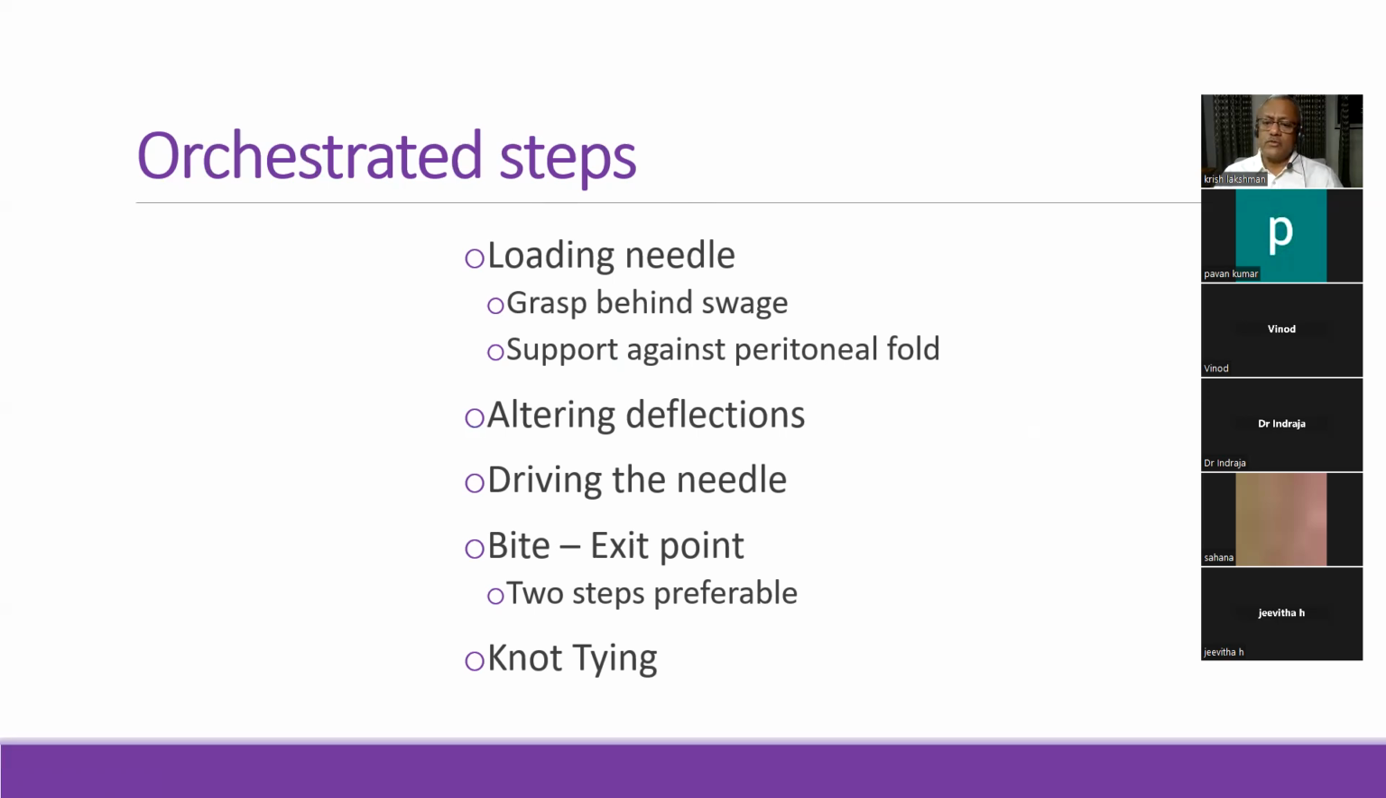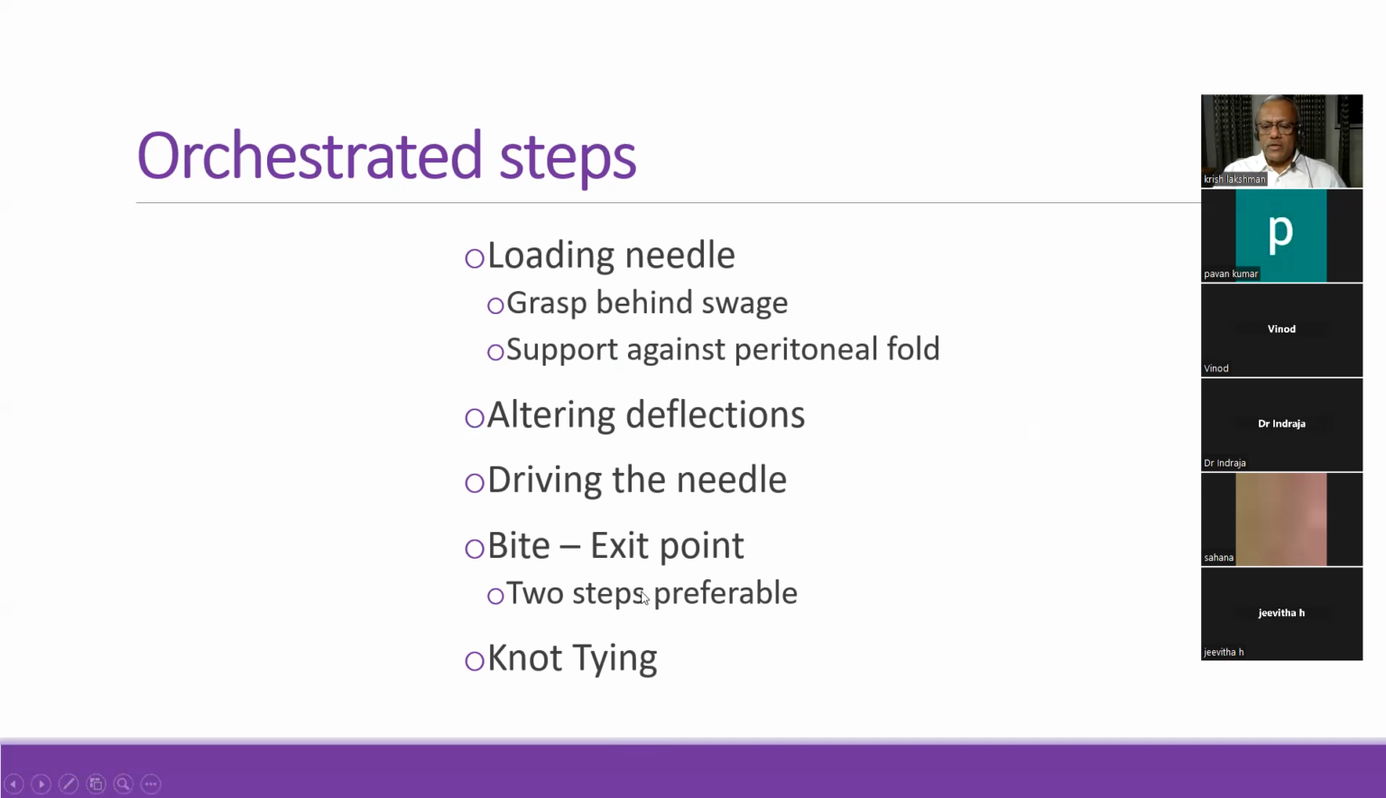So the next step is altering deflections. It's also called flipping the needle. Flip it so that it is perpendicular. Then you drive the needle. Most of the time, youngsters tend to take both because it's a job to load the needle. They try to take both edges of the wound in one go, and that's not a good idea. For perfection, you must take it from one lip of that wound that you're suturing and then take it on to the other side after loading the needle again.